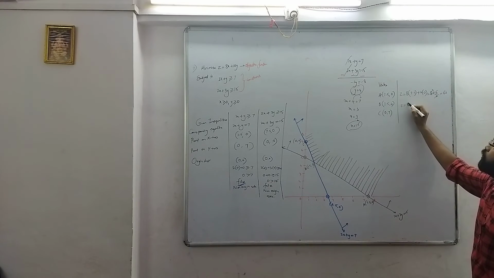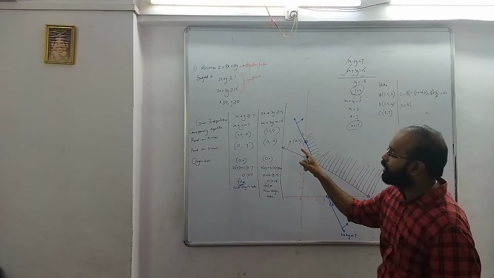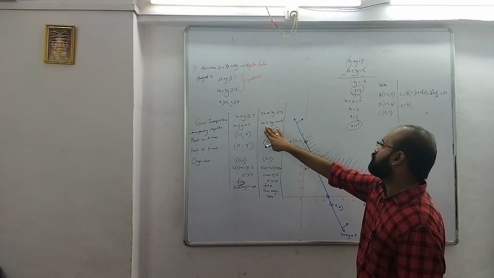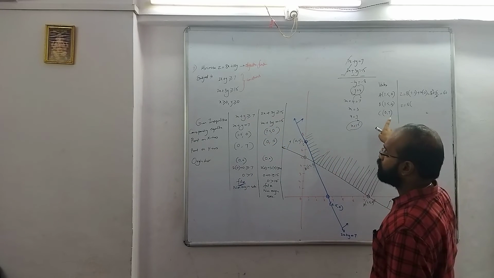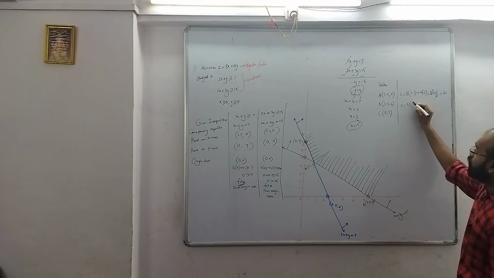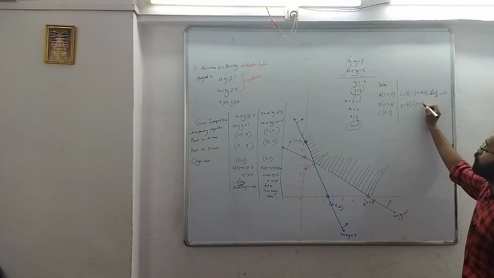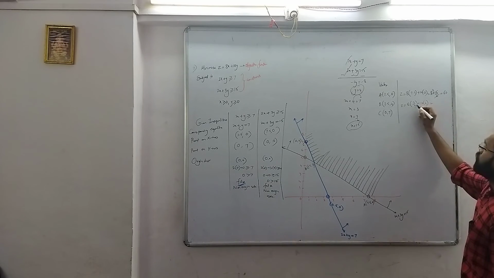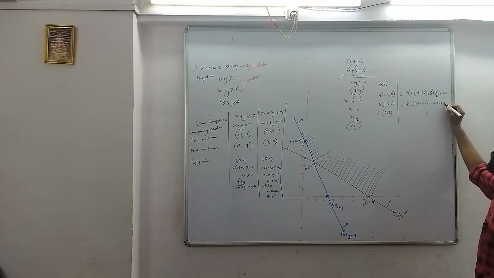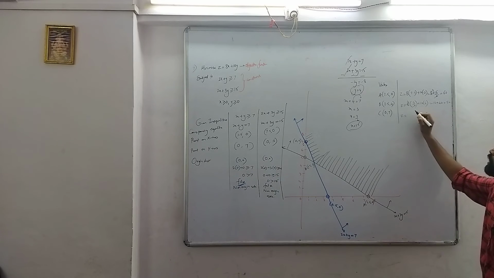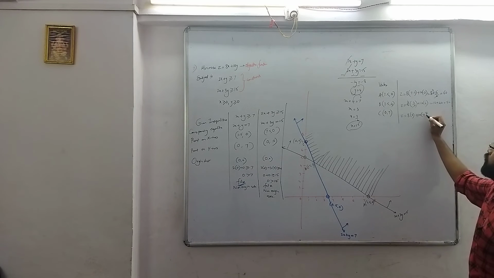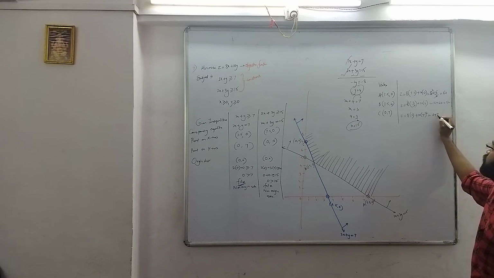Same way, 8 into, now I will not write 1.5. 1.5 is 3 by 2. So can I say 8 into 3 by 2 plus 10 into 4. 2 fours are 8, 4 threes are 12. 12 plus 10 fours are 40. 12 plus 40 is 52. And Z is equal to 8 into 0 plus 10 into 7. 8 zeros are 0, plus 10 sevens is 70.